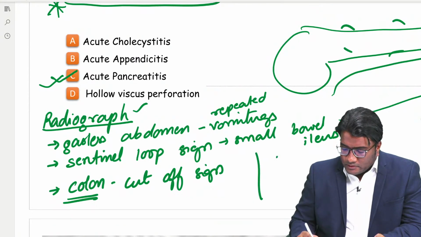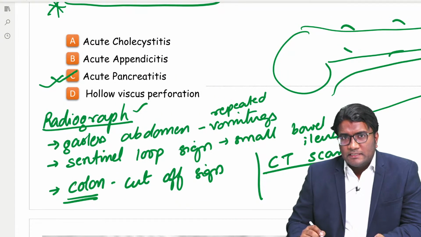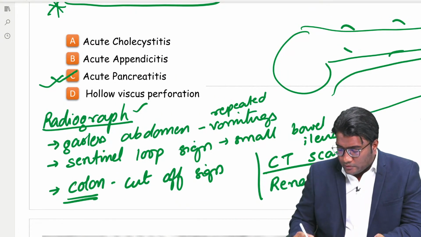And what is the finding that you see on CT scan? Can you remember any finding on the CT scan? On the CT scan, you see a renal halo sign.